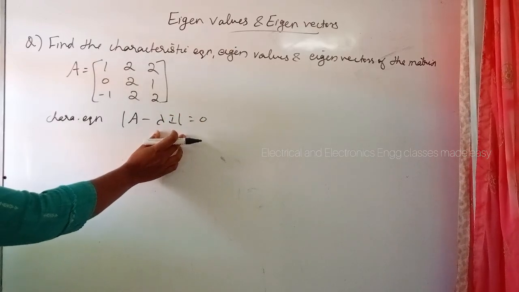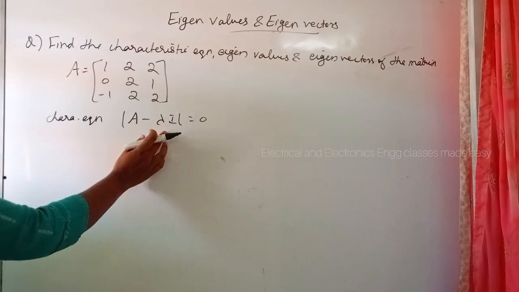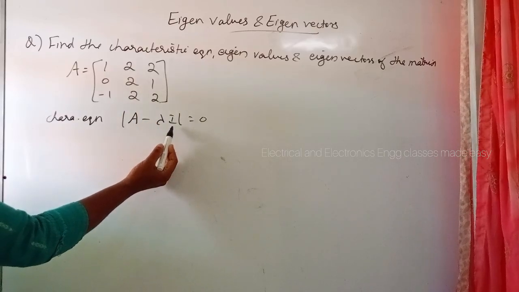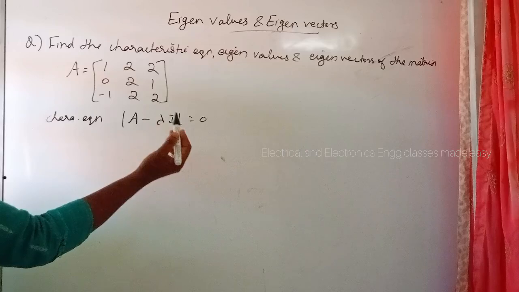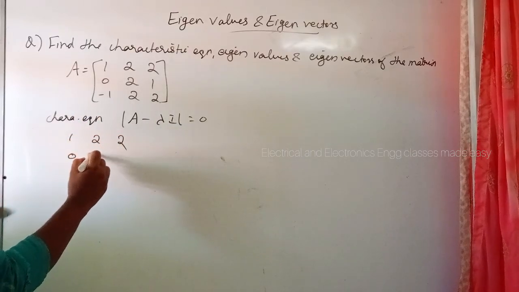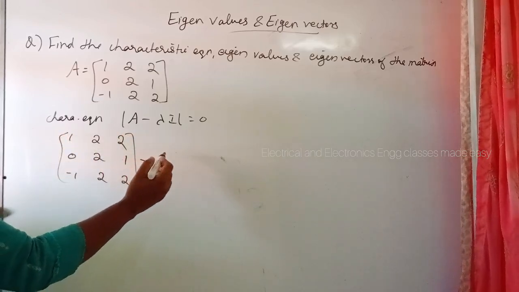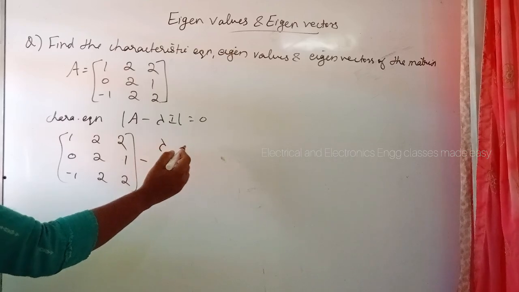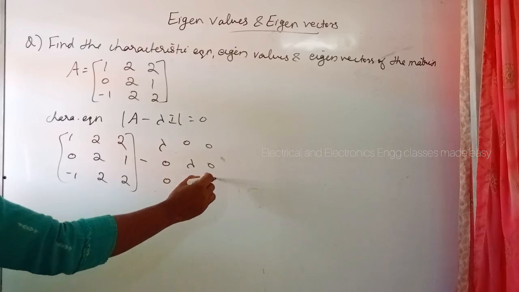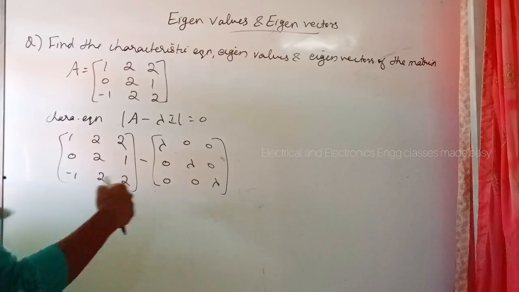So here lambda I means lambda is an unknown scalar, so we have to multiply it with the identity matrix. Here this is a 3 by 3 matrix, so we have to take the identity matrix of order 3. A is 1 2 2, 0 2 1, minus 1 2 2, then minus lambda into I, that is lambda 0 0, 0 lambda 0, 0 0 lambda. So here we have to multiply the identity matrix by lambda.